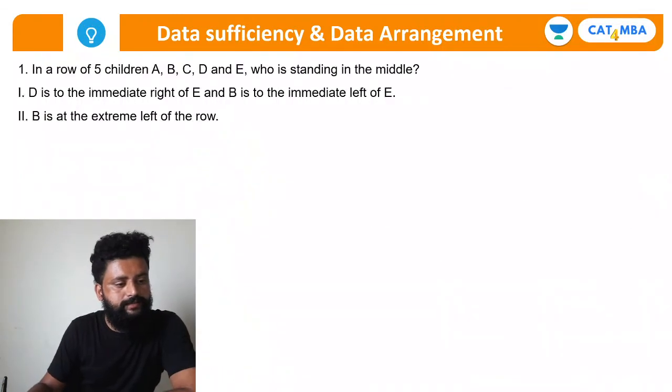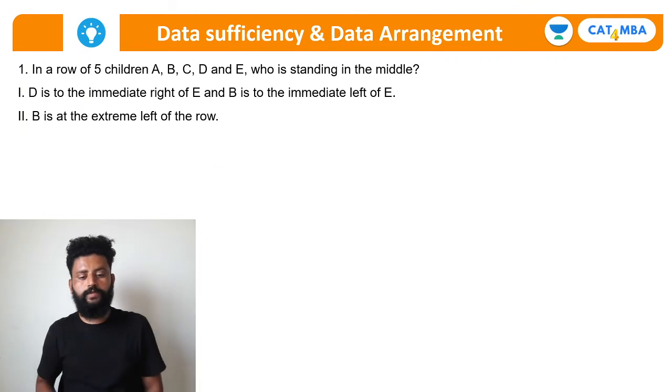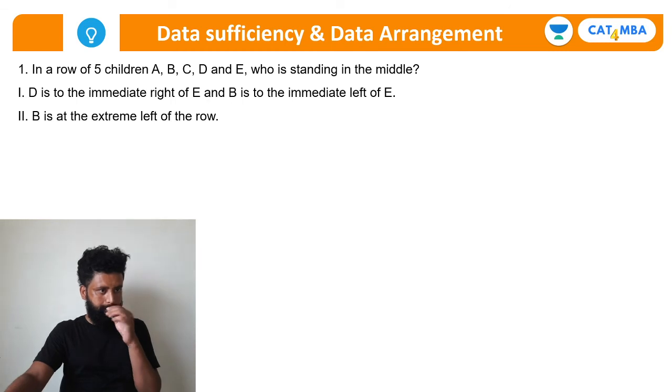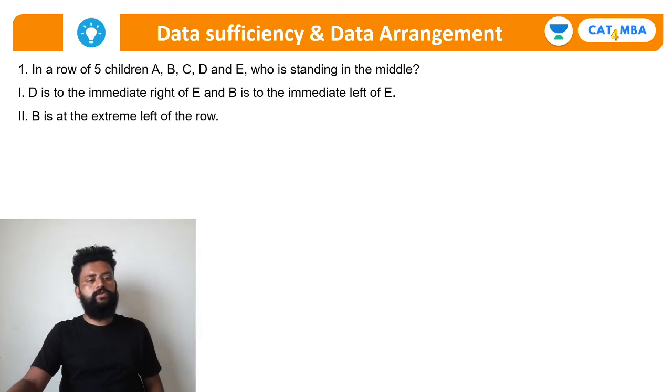Okay, so let's start with the questions quickly. In a row of children A, B, C, D, E, who is standing in the middle? Statement 1: D is to the immediate right of E. Statement 2: B is to the immediate left of E.